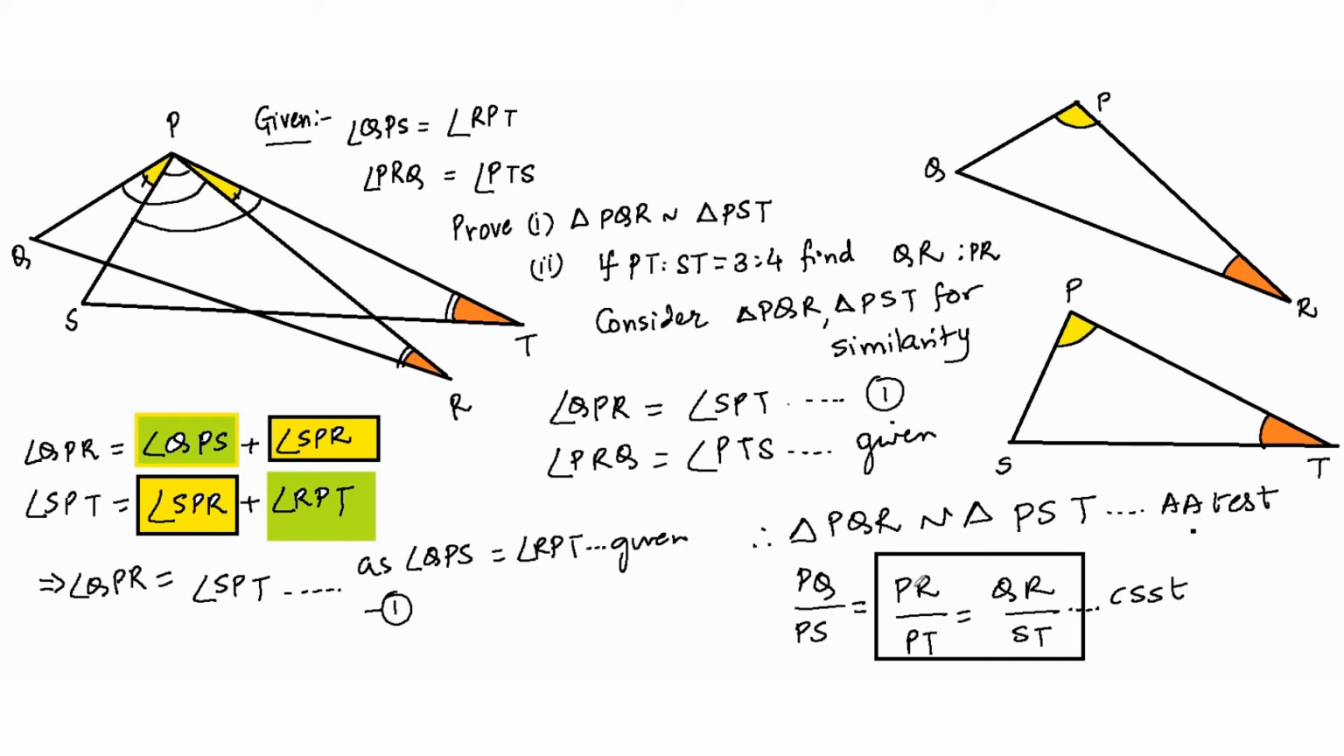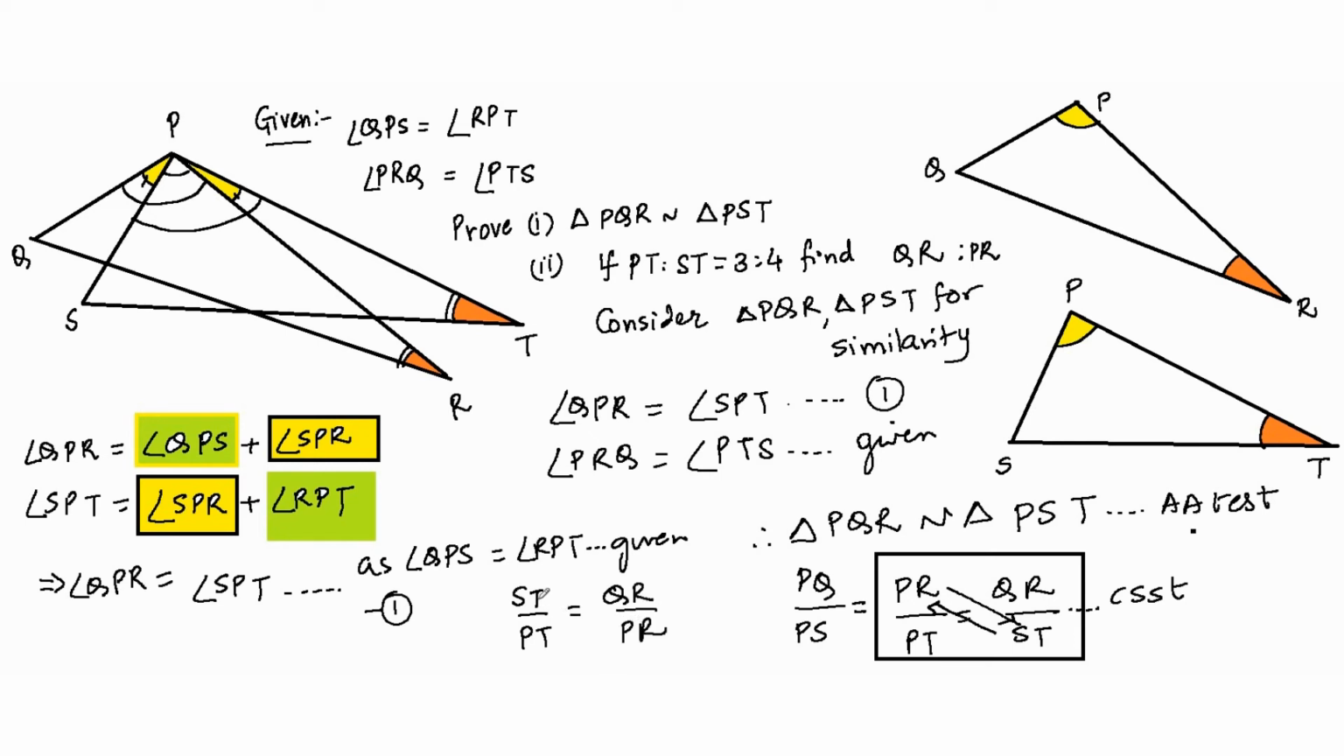So we have PR upon PT equals QR upon ST. By alternando, I will get ST upon PT. So shifting these two, ST goes to the numerator, PR goes to the denominator. So ST upon PT becomes QR upon PR.